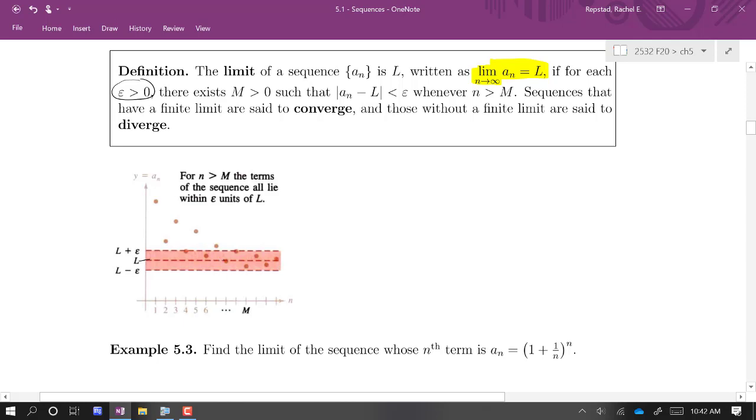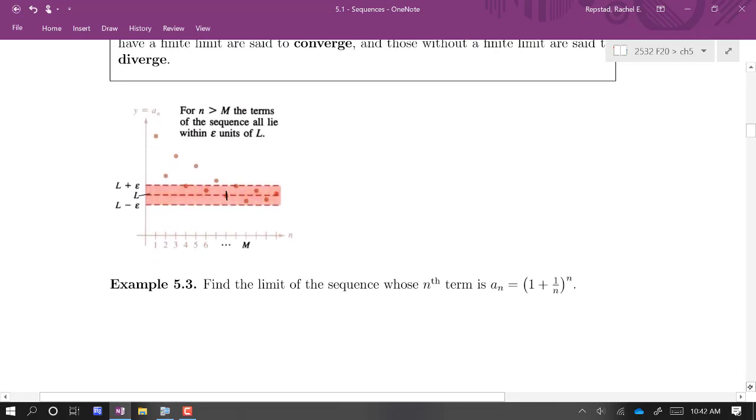That means that when we go out far enough into the sequence, and in this figure it looks like maybe that's happening right here, right? These terms in the sequence sort of enter this epsilon band and they never leave. And you can do that no matter how small you make epsilon. So it just means that the terms of the sequence get closer and closer and closer to that limit L.